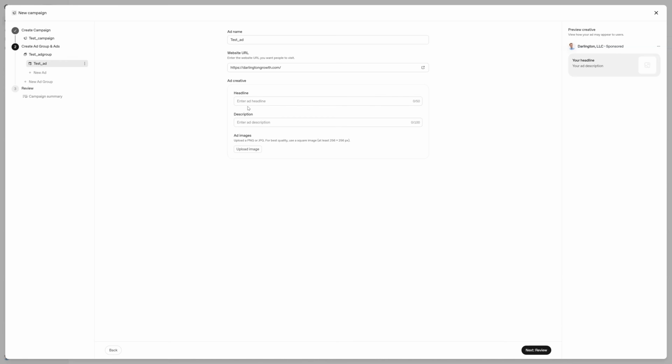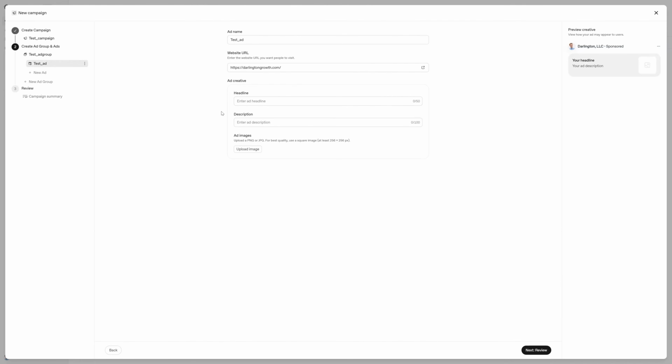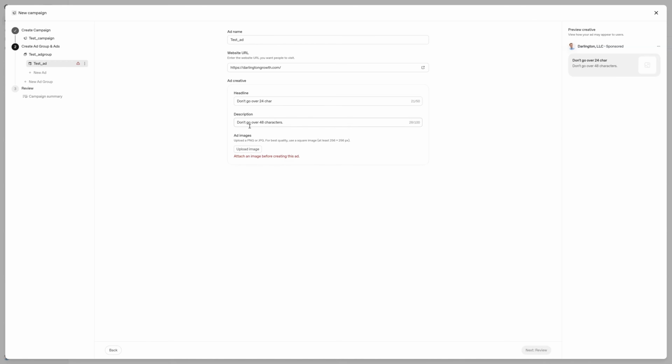In terms of the ad creative, you get 3 things to put in here. A headline, which can be up to 50 characters, but the caveat is it can truncate if it goes over 24 characters. So really, the way I would think about this is don't go over 24 characters. And then the description can be up to 100 characters, truncates over 48 characters. So again, I would say don't go over 48 characters. Don't go over 24. Don't go over 48. And then you get an ad image, 256 by 256. Pretty standard there.